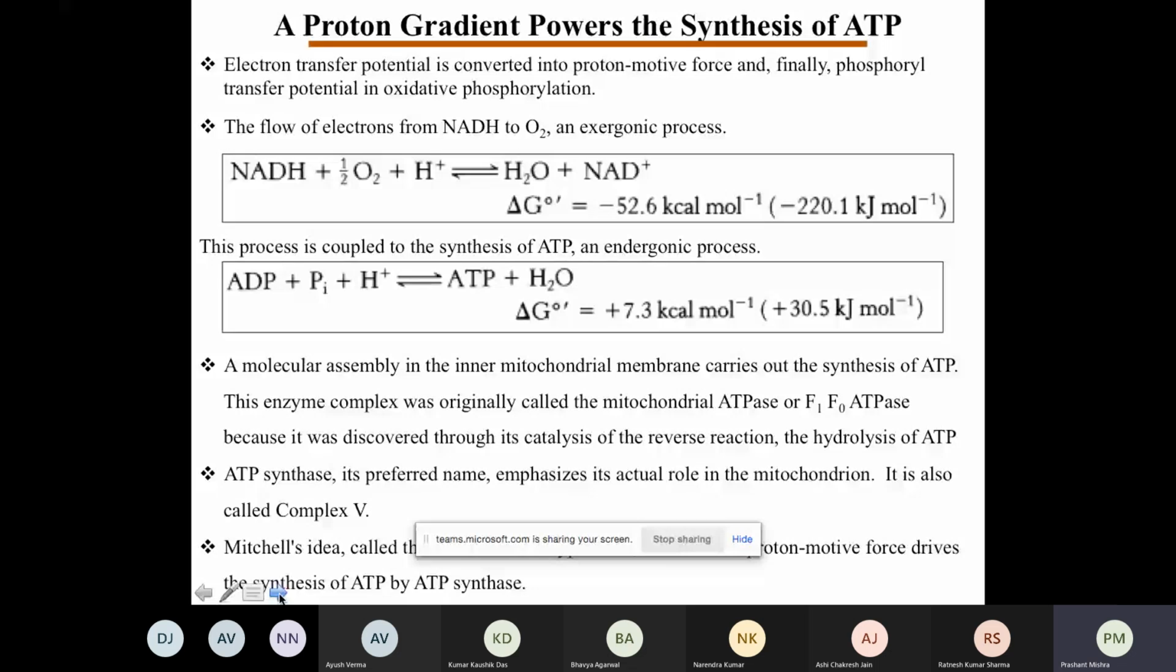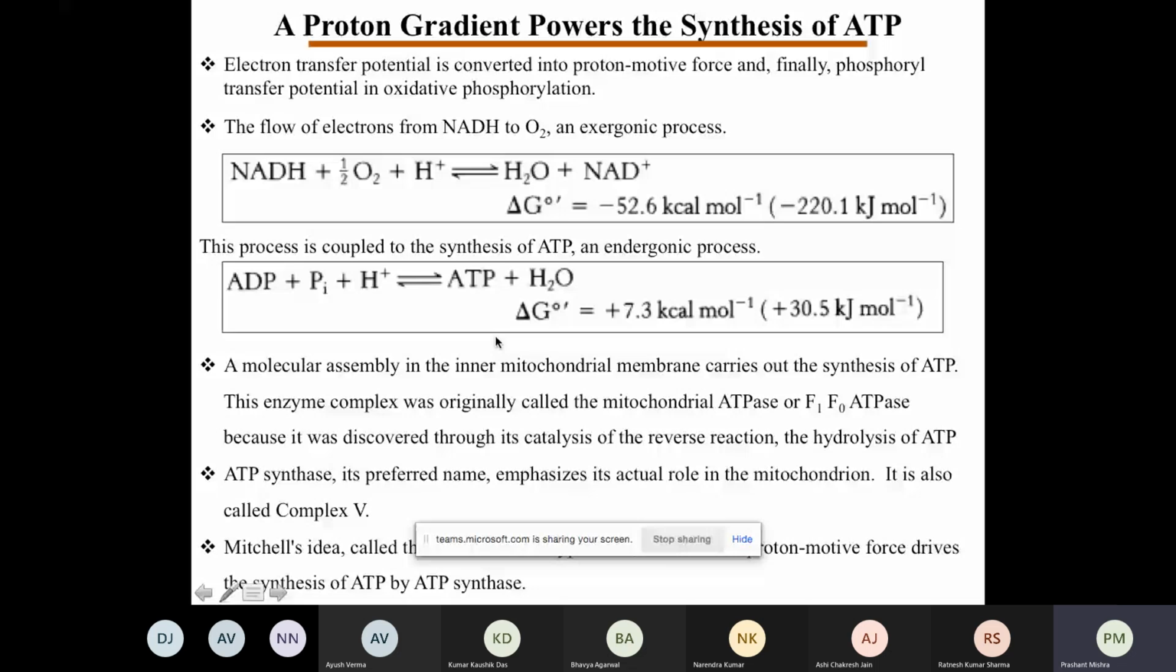So we go back to the same reaction which we started with. If I have NADH converting to NAD plus, we have calculated that delta G is minus 52.6 kilocalories. And when ATP is being synthesized, there is a plus 7.3 kilocalorie per mole value. So if I have 3 molecules, around 22 kilocalorie is required, and what will happen to the rest? Because the process cannot be 100% coupled, the rest will be lost.